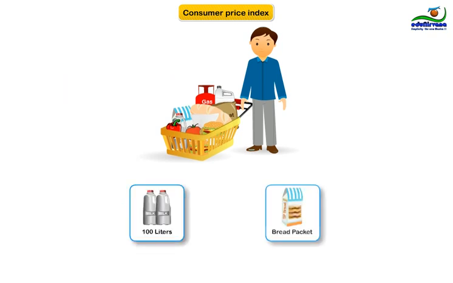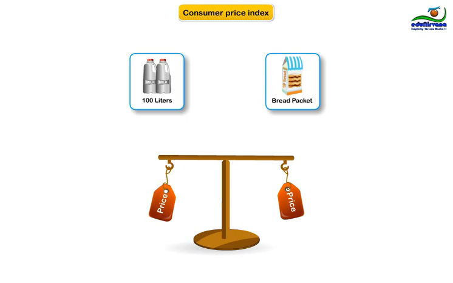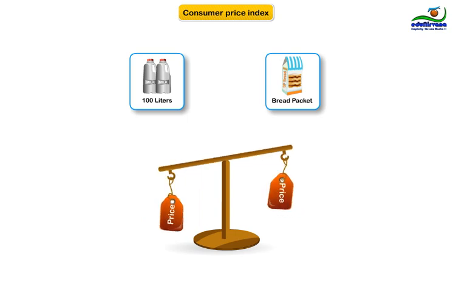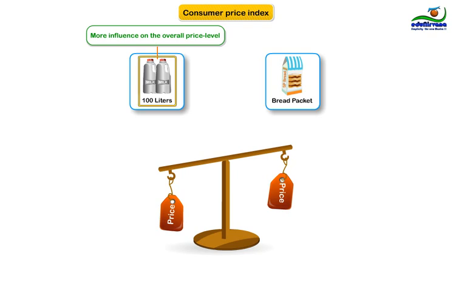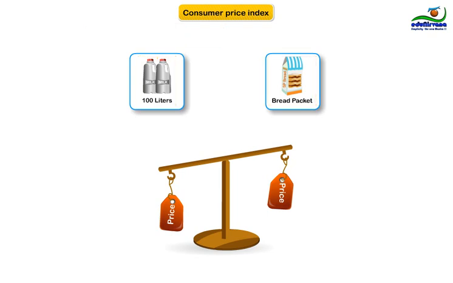For example, if the basket contains 100 liters of regular milk but only one bread packet, the price of regular milk will then have more weight as compared to the price of bread packet. Changes in the price of milk will then have a greater influence on the price level than changes in the price of bread.